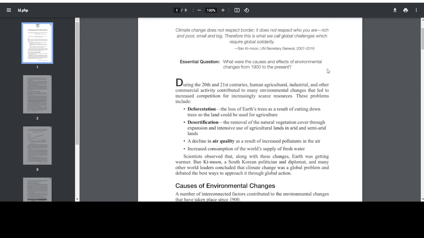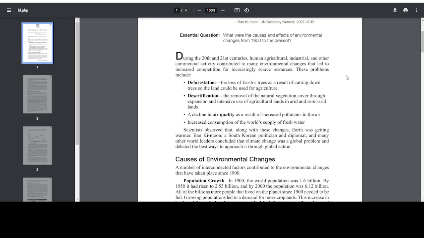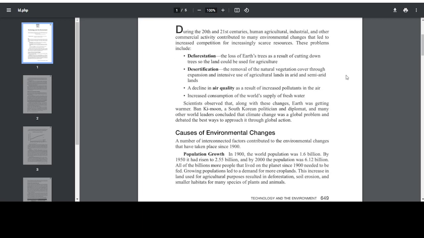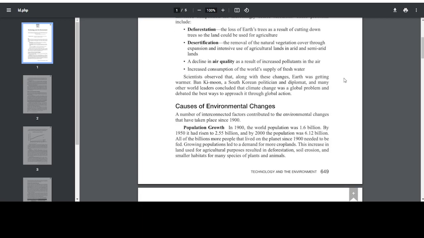Essential question. What were the causes and effects of environmental changes from 1900 to the present? During the 20th and 21st centuries, human agricultural, industrial, and other commercial activity contributed to many environmental changes that led to increased competition for increasingly scarce resources. These problems include deforestation, the loss of Earth's trees as a result of cutting down trees so the land could be used for agriculture. Desertification, the removal of the natural vegetation cover through expansive and intensive use of agricultural lands in arid and semi-arid lands.